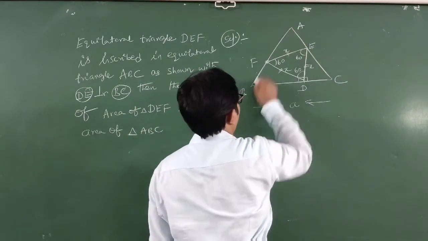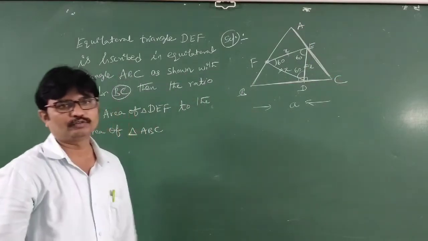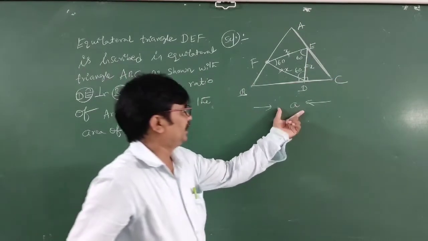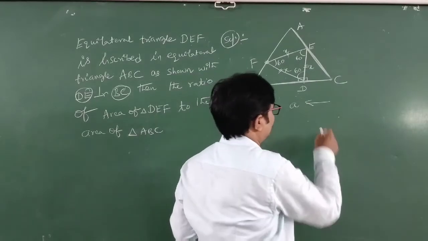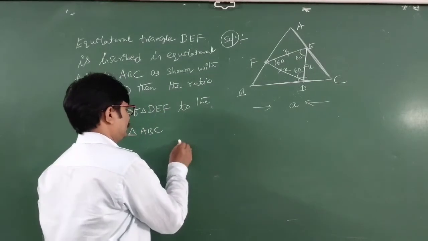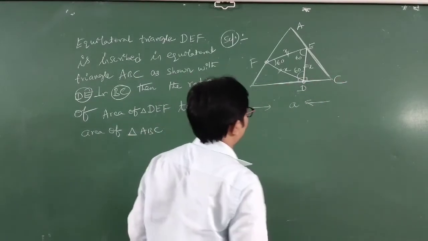Everybody knows that triangle ABC is given as an equilateral triangle. Now we have to first find the length of the side a. This is also a, this is also a. So a is nothing but BD plus BC.